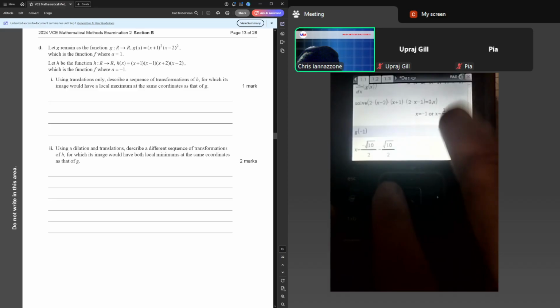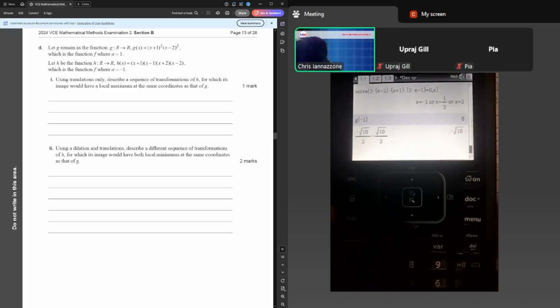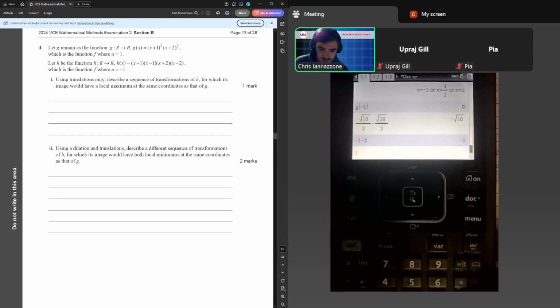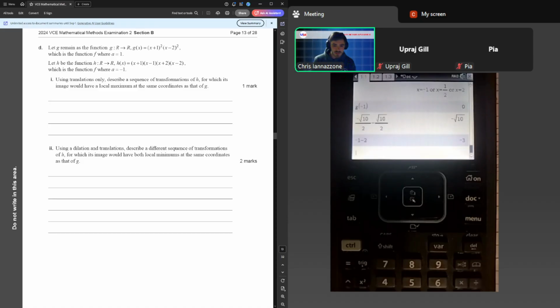So the difference between these: you got a distance of root 10. The distance of the other ones spans from negative 1 to 2, so a distance of 3. So if you were to just do horizontal translations, you would never quite make it because they're further spaced apart from each other.